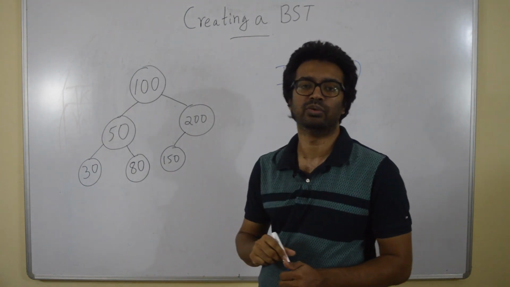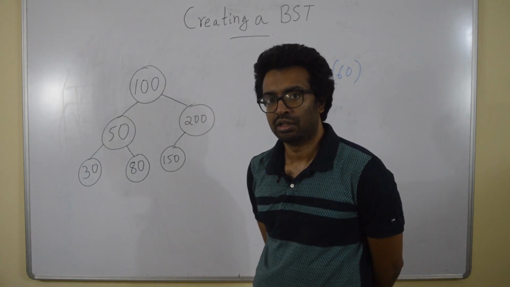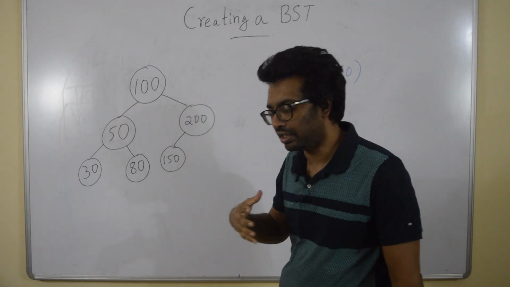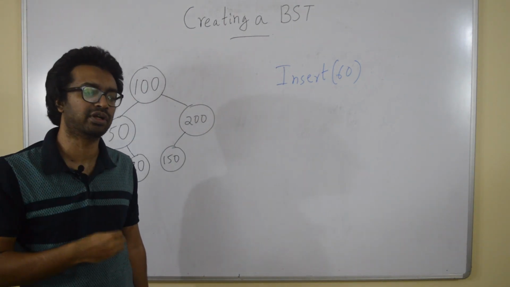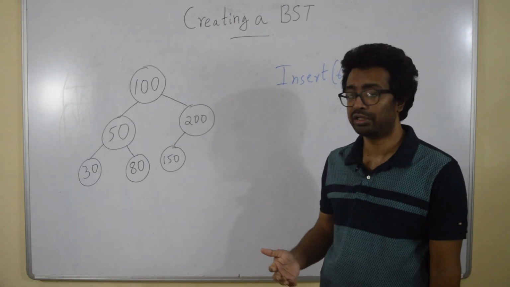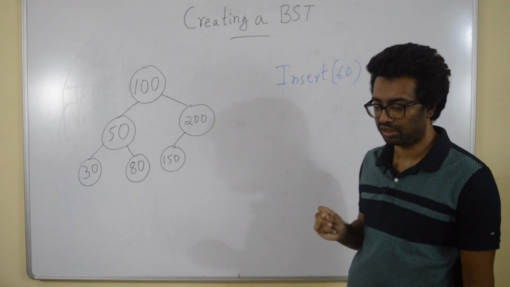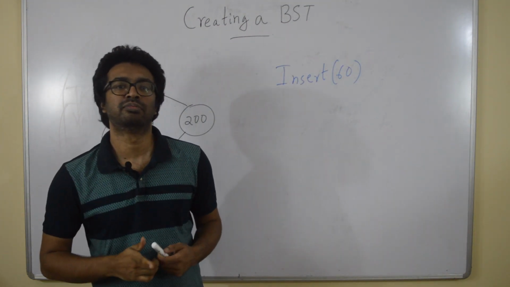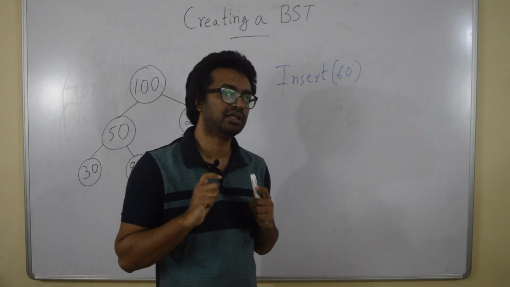So where do you think I should insert? What should I do to insert this? Here is the idea. I'm going to follow the same procedure I used to search for an element. I'm going to keep searching for the number 60, and when I reach a point where 60 is not present, I'm going to insert the number 60 at that position.